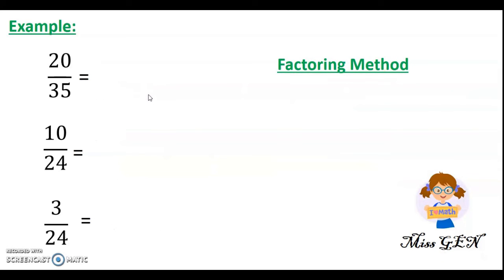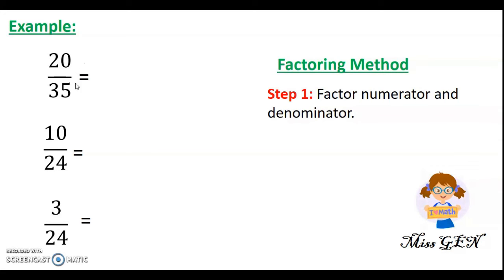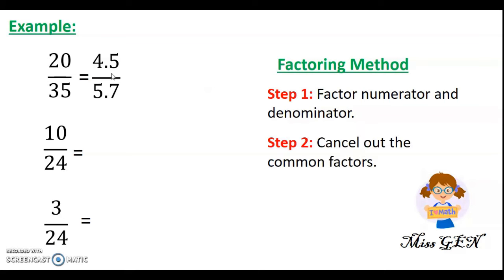Next example. We have 20 over 35. So step 1, factor numerator and denominator. So the factors of 20 are 4 and 5 and for 35 are 5 and 7. So let's cancel out the common factor, which is 5. So we will cancel out 5 and the remaining factors are 4 and 7. So our final answer is 4 over 7.